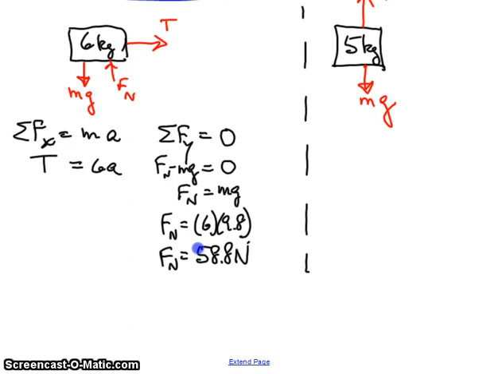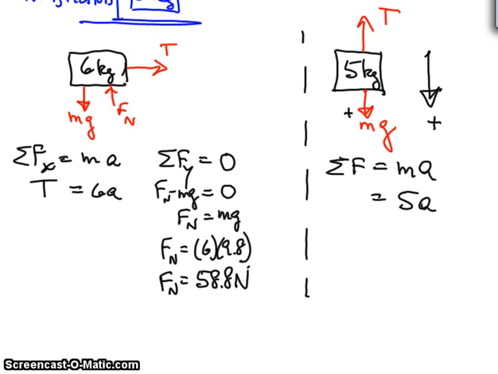In the second mass, we can write the sum of the forces equals ma. Again, we know this is now 5a. But remember, the object is moving downward. So downward is positive. That means this is positive. And this will be negative. So I've got minus T plus mg equals 5a.